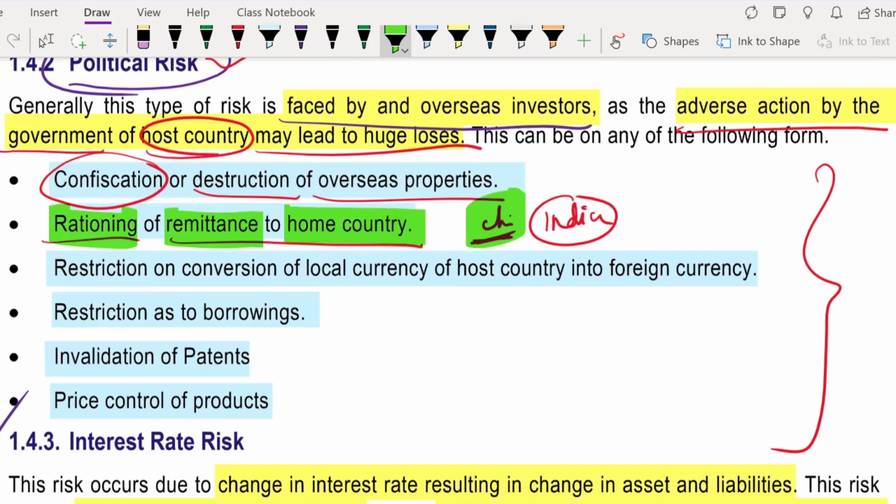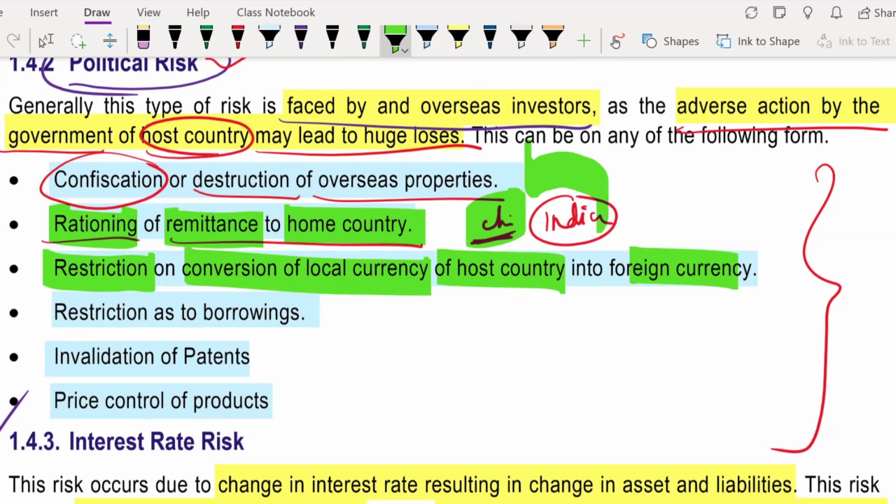Another way they can do this is by making a restriction on conversion of the local currency of the host country into foreign currency. So China would have received all their revenue in Indian rupees. Now the Indian government can impose a restriction on the Chinese company that you cannot convert this into Chinese currency. Okay, you will have to keep it in INR only. So such restrictions they can put.